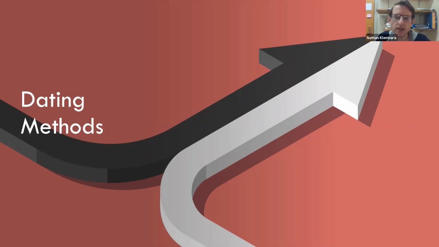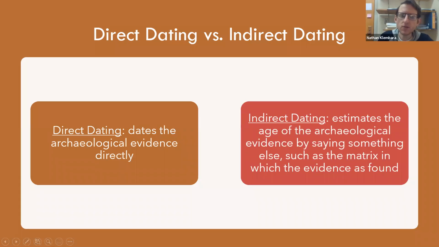And so I just want to give a little brief overview so that as we're talking about all these different things in prehistory, you have a better understanding of where these dates are coming from and how archaeologists have found them. So the first thing that we need to know is that there are really two major types of dating: direct dating methods and indirect dating methods. Direct dating methods are always preferred because this is where we can date archaeological evidence directly.